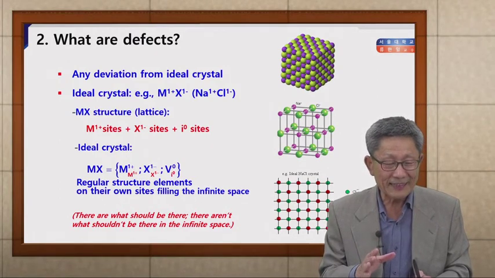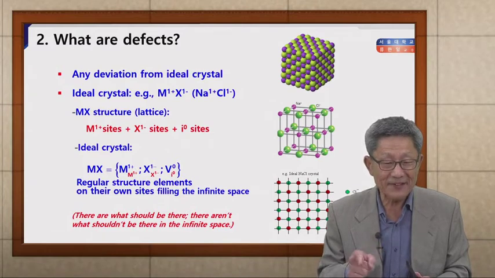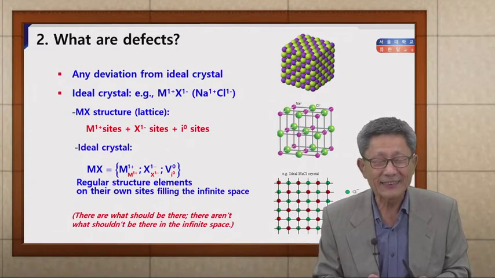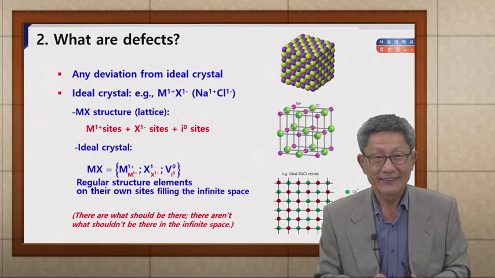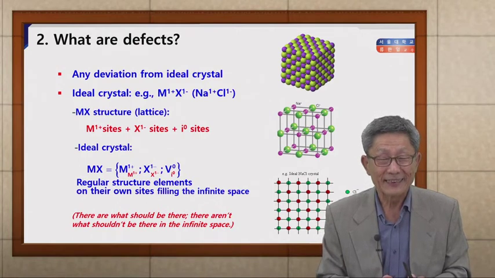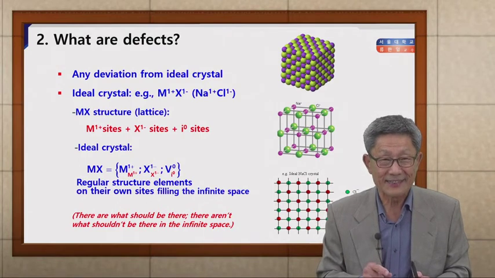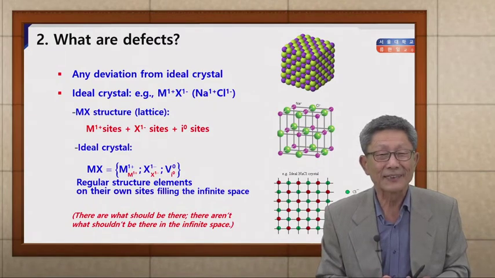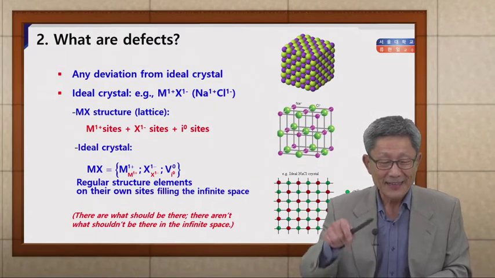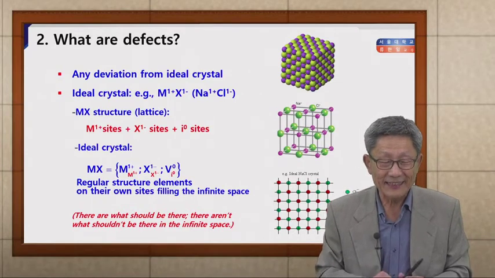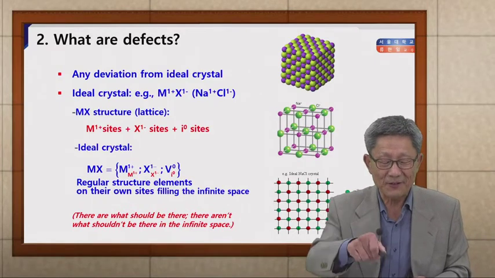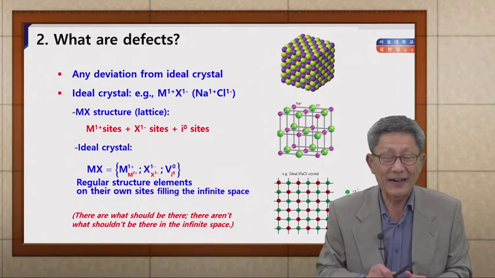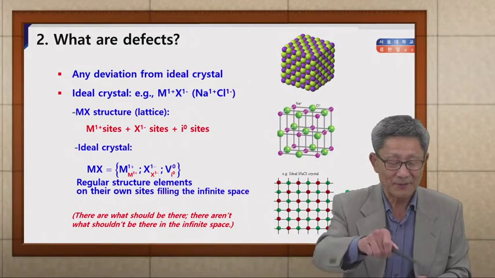Defects are defined as any deviation from the ideal crystal. Then you have to understand what an ideal crystal is. Then it is quite easy to sort out what defects are. Let's take sodium chloride, a binary ionic solid, as an example.